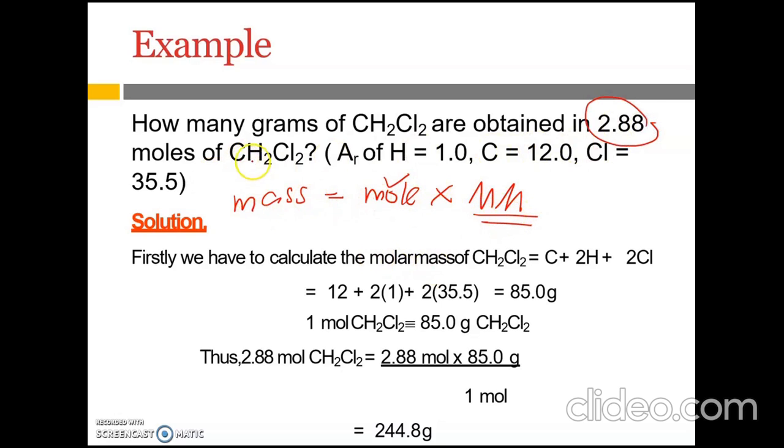So dalam setiap jawapannya kita kena calculate each atomic mass, kita kena sum up semua. So dalam ini ada 1 carbon, 2 hydrogen dan 2 chlorine. So carbon is atomic mass dia ada 12. Okay, hydrogen tu ada 2 darab 1. Untuk chlorine 35.5 ada 2 darab 2. So kita akan dapat 85.0 gram. So untuk 1 mol CH2Cl2 molar mass dia adalah 85. So nak dapatkan mass dia, thus 2.88 mol darab molar mass. Kita darabkan, kita akan dapat mass dia is equal to 44.8 gram.